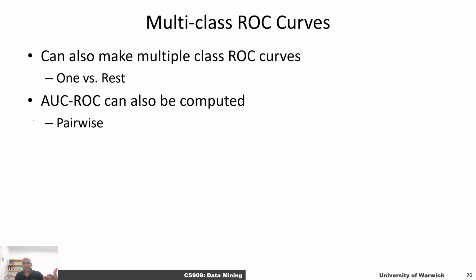And you can calculate the area under that curve, and then you can do the same thing for the other two classes. Another way you can do it is to calculate the ROC curve of class number one versus class number two, or class number one versus class number three. And then you can do it for class number two versus class number three. And that is called the pairwise computation of ROC curves.